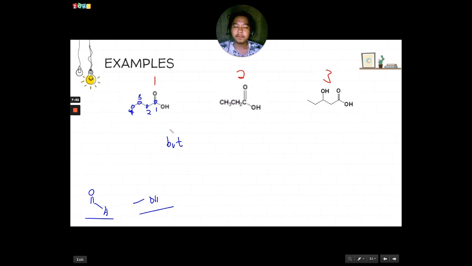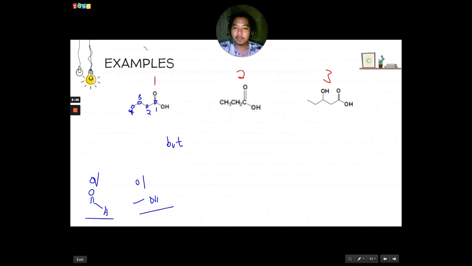So 1, 2, 3, 4. As I was saying, this is the only difference. If it's just an alcohol, we use -ol. If it's an aldehyde, we use -al. For alcohol, we use -ol. For aldehyde, we use -al. Ethanol, methanol, propanol. For aldehydes, we have pentanal, hexanal, heptanal. Now, how about for carboxylic acids?